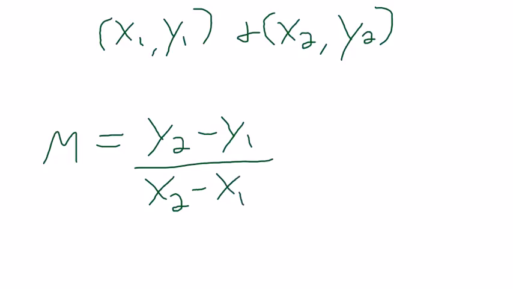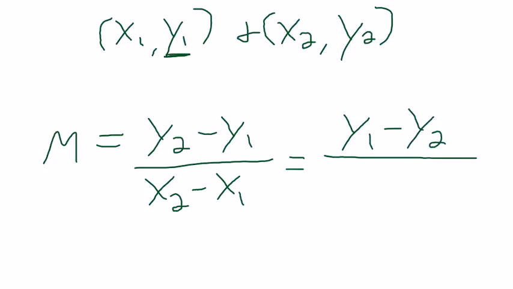I could reverse the order, and I could say the top could be y sub 1 minus y sub 2. But if I do that, if I start with y sub 1, then that means I have to start with x sub 1 in the bottom. So then the bottom is x sub 1 minus x sub 2. Either one will give you the slope. And again, that should be review. Okay, and then we're going to do 7. We're not going to do number 8 because it's really the same type of problem.